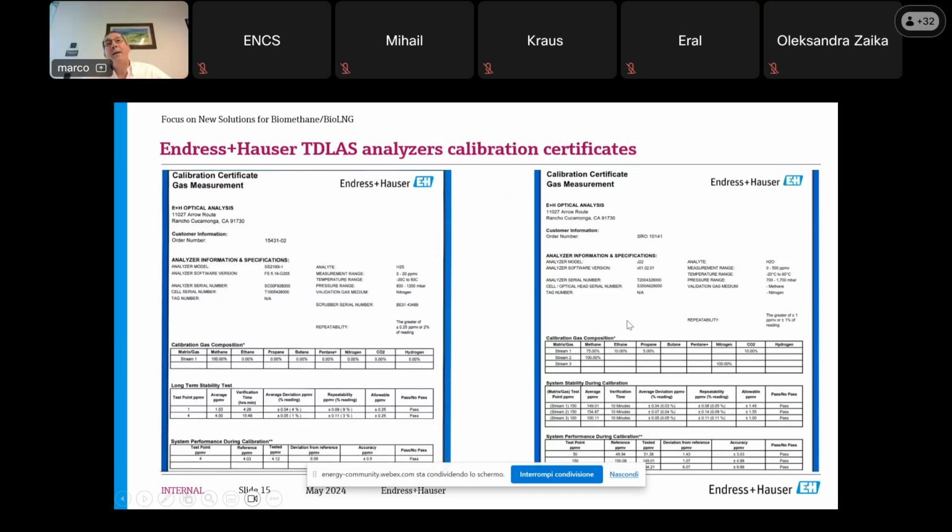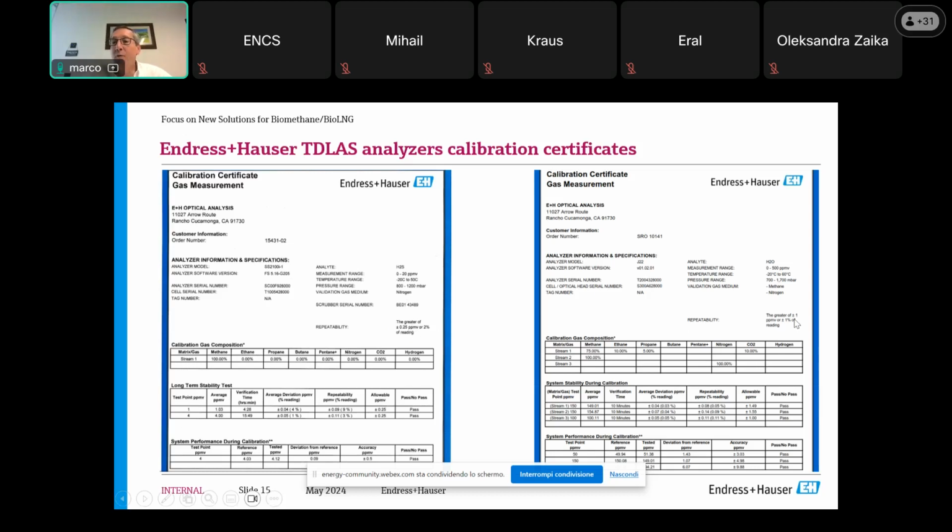So why, for instance, did SNAM, the national grid owner, choose Endress+Hauser for its quality applications? As first, because of the reliability and analytical performances. These are two calibration certificates where you can see that the analytical performances are much better, exceeding the performances allowed.